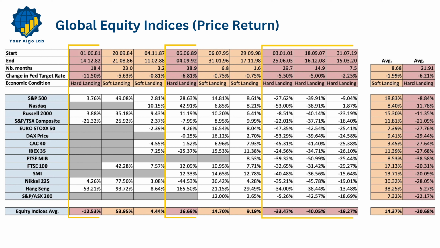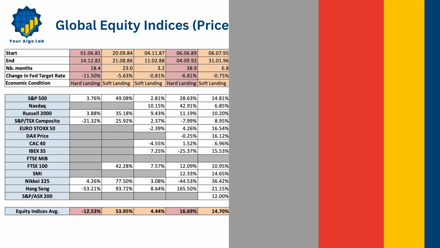During hard landing rate-cutting cycles, we generally see negative equity returns and higher volatility across global markets. In contrast, when the economy avoids a downturn, all these rate-cutting cycles show positive returns.